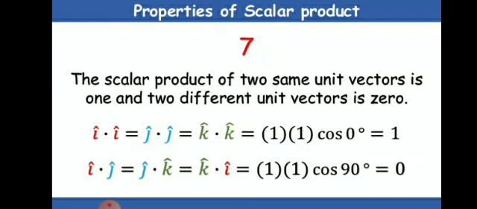For two different unit vectors you will get 0, because the angle between two different unit vectors is 90 degrees. So cos 90 becomes 0. I cap dot j cap is equal to j cap dot k cap, is equal to k cap dot I cap, and its value becomes 0. Their magnitudes are 1 and 1, but cos 90 degrees is 0. So the scalar product of two different unit vectors is 0.